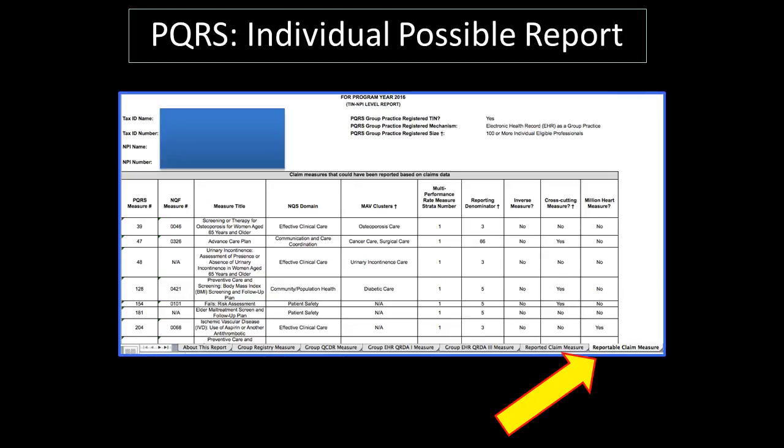So in this specific example, under PQRS measure, the last one, measure 204 for ischemic vascular disease, in the domain of effective clinical care, there were 3 measures that could have been used for this particular provider. So again, feedback for the quality department at the organization to take a look at what data are out there in terms of claims-based data if the organization chooses to report in that specific domain.